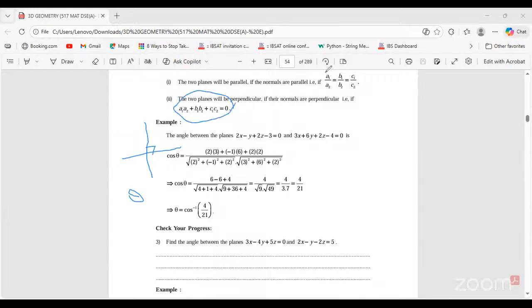The parallel condition is that the ratio of x coefficients of the first and second planes equals the ratio of y coefficients, and equals the ratio of coefficients of z. So a1 by a2 equals b1 by b2 equals c1 by c2. This is the parallel condition and this is the perpendicular condition.